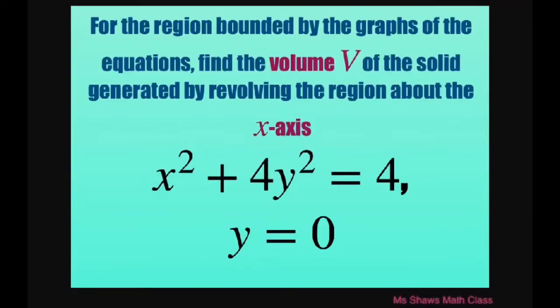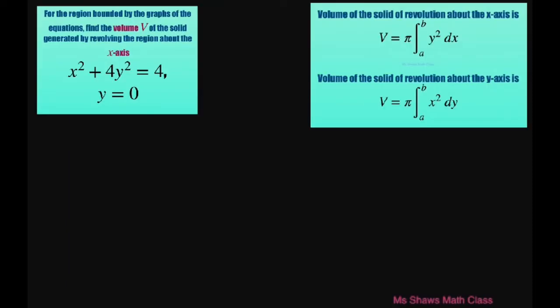Hi everyone! For the region bounded by the graphs of x squared plus 4y squared equals 4 and y equals 0, we're going to find the volume of the solid generated by revolving the region about the x-axis. Since it's revolution about the x-axis, we're going to use this formula. Since we're going to use this formula, we can solve for y squared because that's part of the formula.